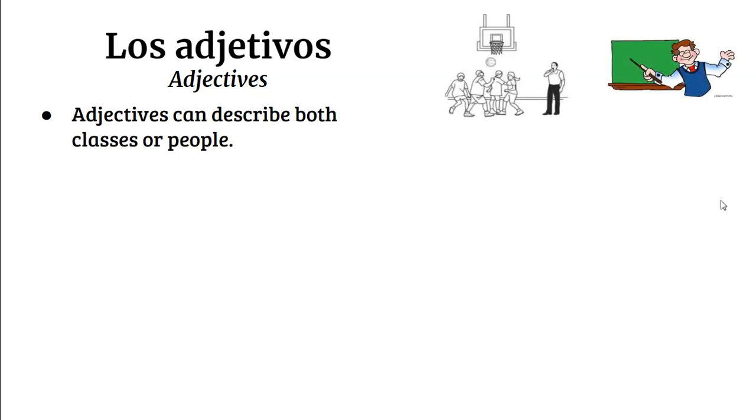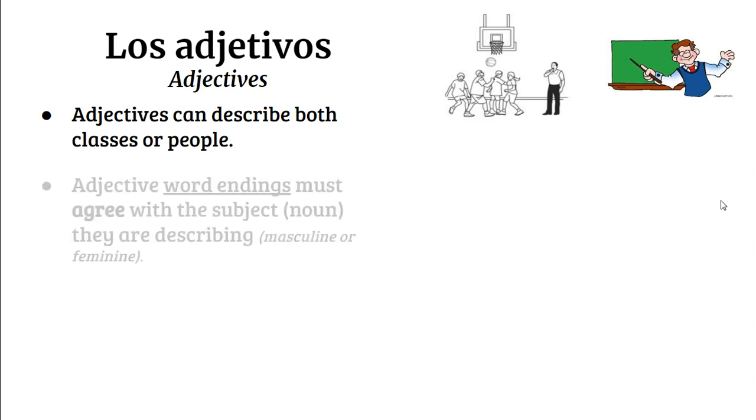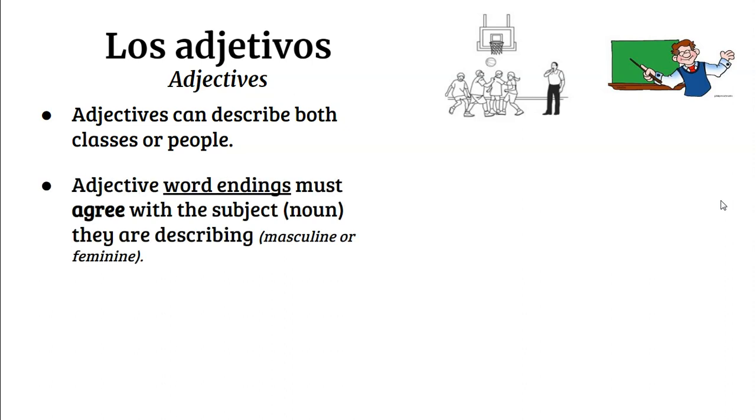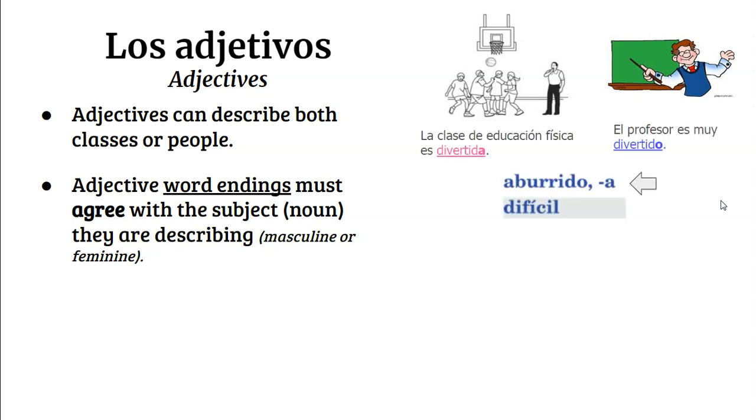Remember that adjectives in Spanish and English can describe both classes and people. I can be describing a gym class or my professor. Adjective word endings must agree with the subject or the noun that they are describing. Since Spanish is a gendered language, this could be masculine or feminine. This example, aburrido, has an O, but it also has an A next to it, which shows that depending on what you're describing, you can change the ending.